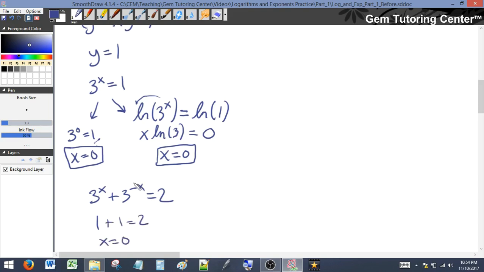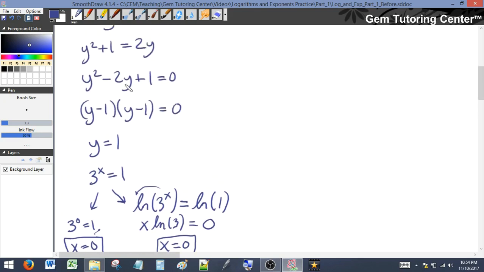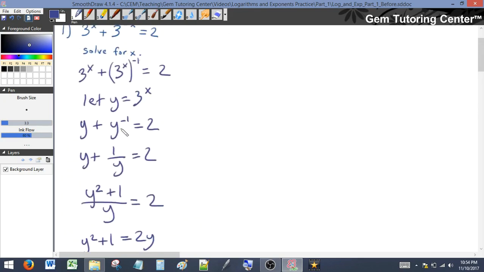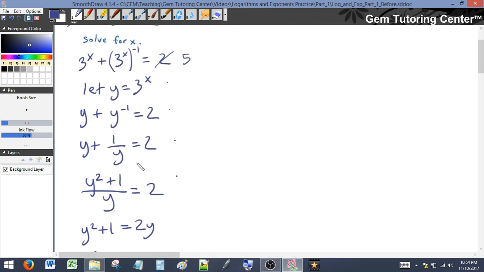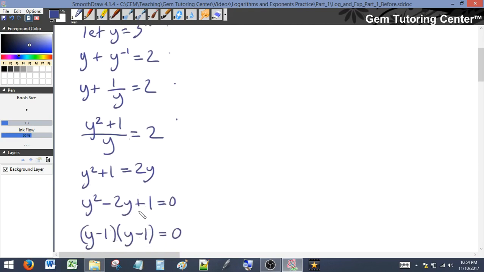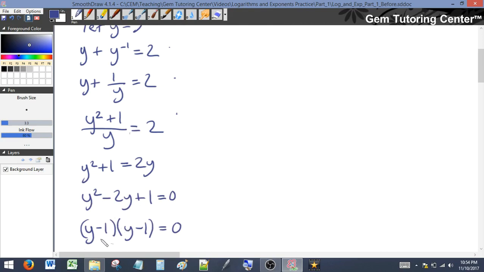But for the purposes of solving this problem, we went through the general process that you would go through using y equals 3 to the x. If this was not 2 and this was something like 5, we would not be able to just say, oh yeah, 3 to the 0 plus 3 to the 0 equals 2. We can't do that because that's not equal to 5. So then we would have to go through this general process of letting y equal this exponential value and then making it into a quadratic equation. And we wouldn't get something as nice as this.